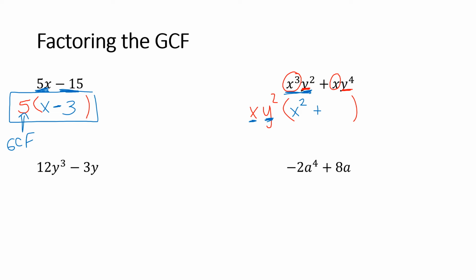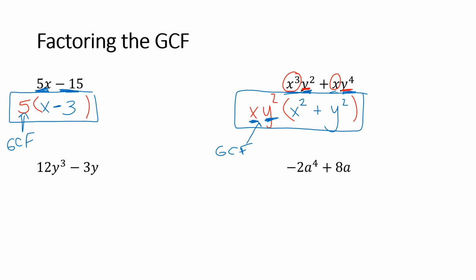For the second term, notice 1x, and we moved 1x to the front. So we don't have any x's left here. As far as the y's go, we started off with y to the fourth power, and we moved 2 of those y's out to the front, which leaves us with 2 y's left on the inside. So we're taking out the greatest common factor. We're taking out as much as we can from both of our terms.